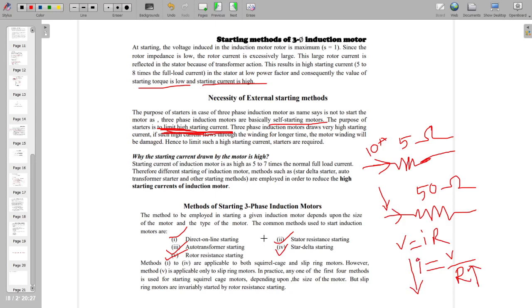In a similar manner, the starting method will prevent the high starting current. When the starter resistance increases, obviously the current flowing through the starter winding also decreases. Rotor resistance. These five methods control or limit the starting current.